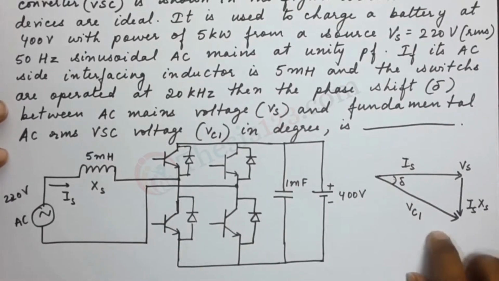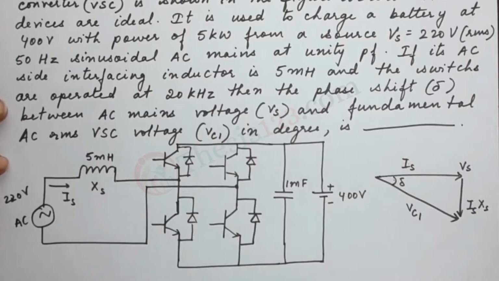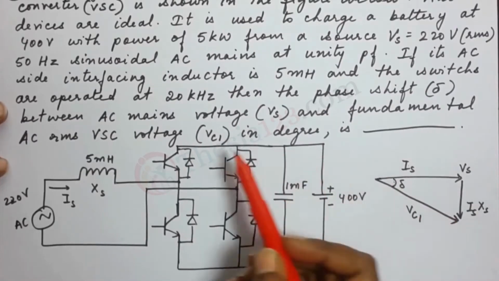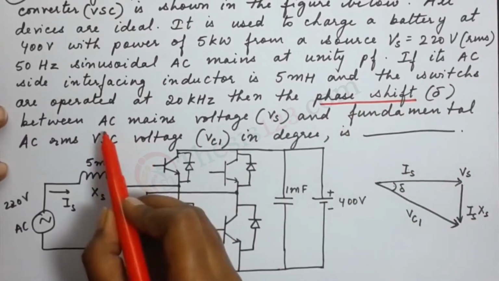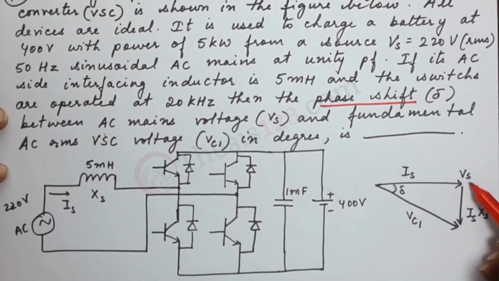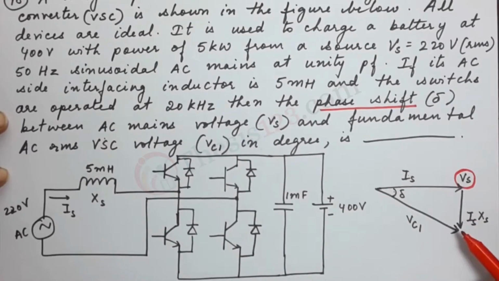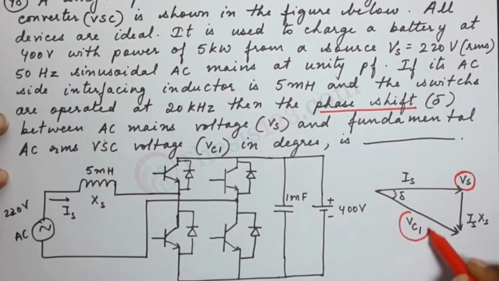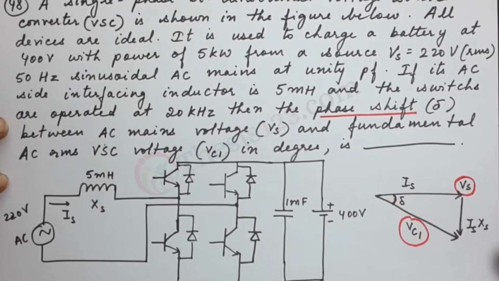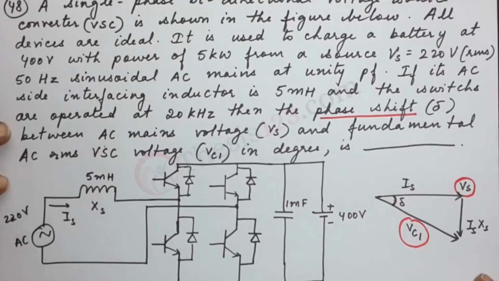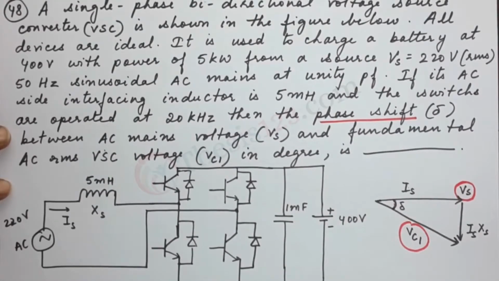And if we were to draw the phase diagram of the information given to us, we see that they are asking the phase shift delta between AC mains voltage Vs and the fundamental RMS voltage Vc1. So this is the angle between both of these voltages that we are supposed to find. Now in order to do that, let's write down all the given information first.